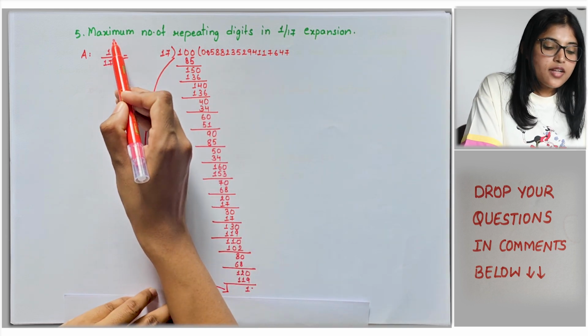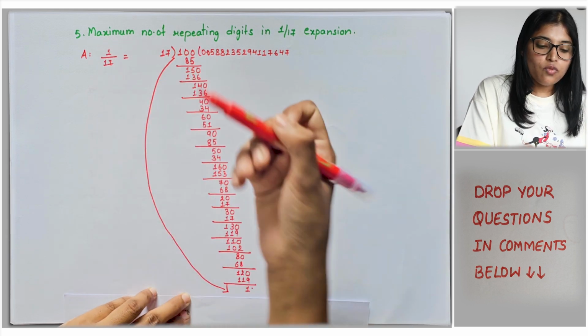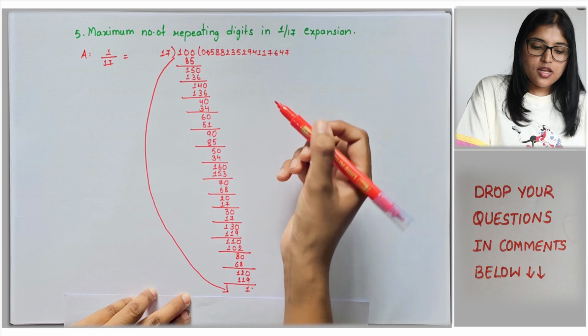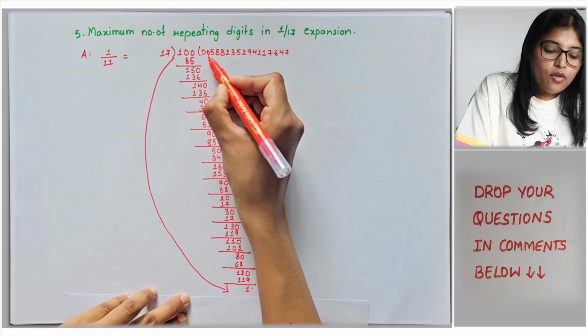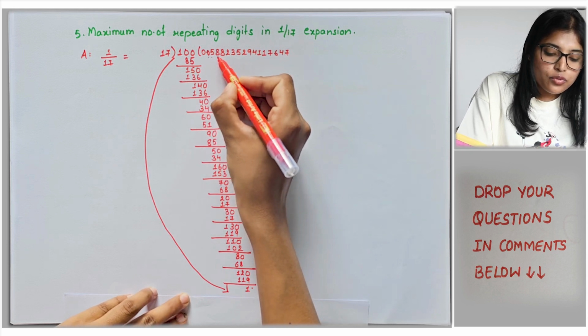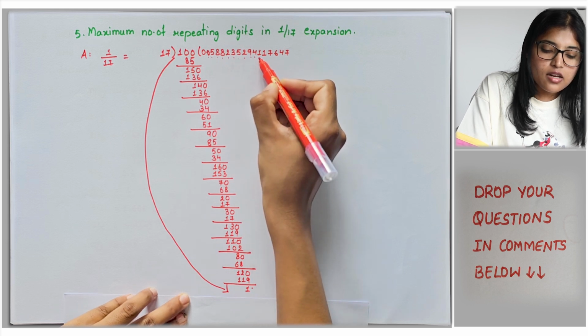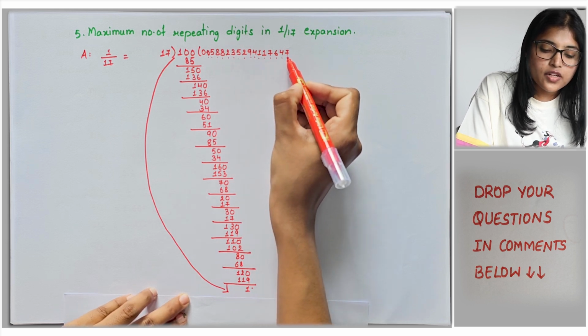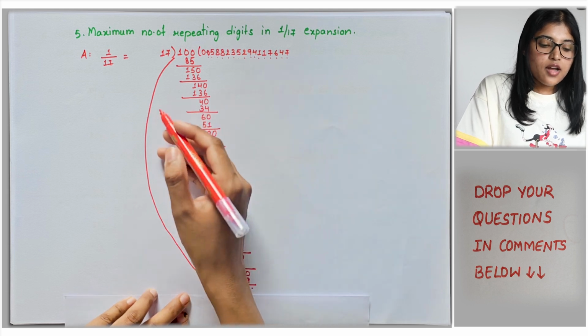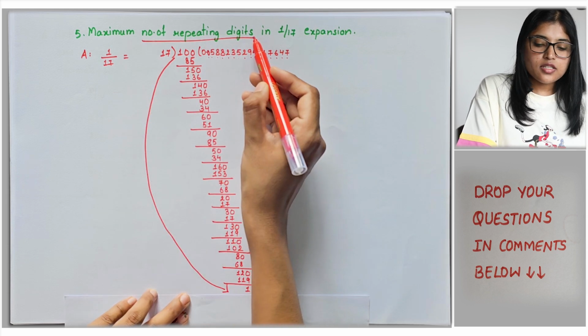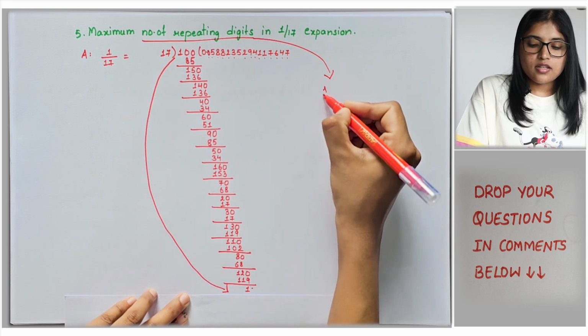Now in order to answer this particular question, what are the maximum number of digits? Now I have to count these digits: 1, 2, 3, 4, 5, 6, 7, 8, 9, 10, 11, 12, 13, 14, 15, 16. So the number of repeating digits is 16.